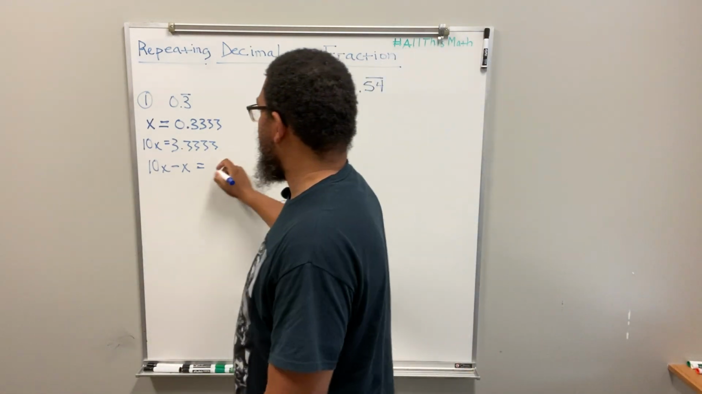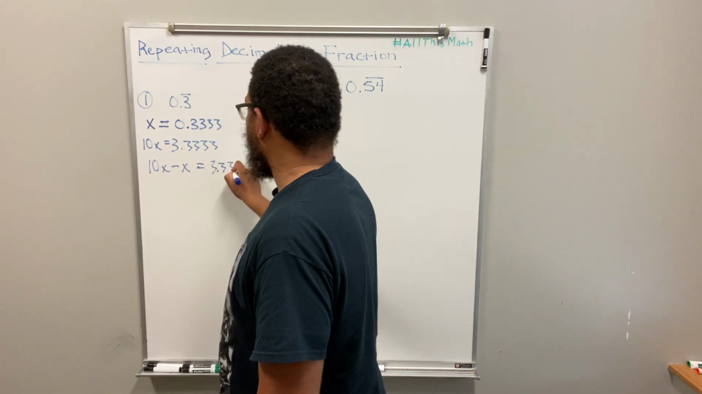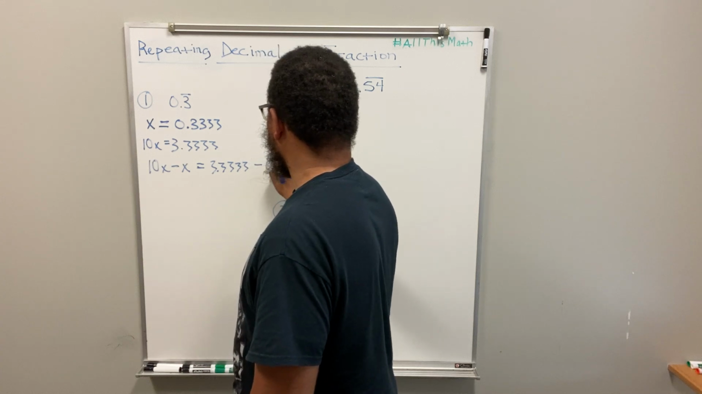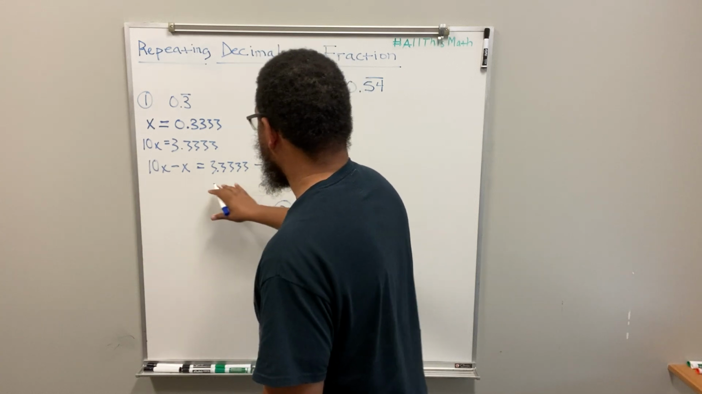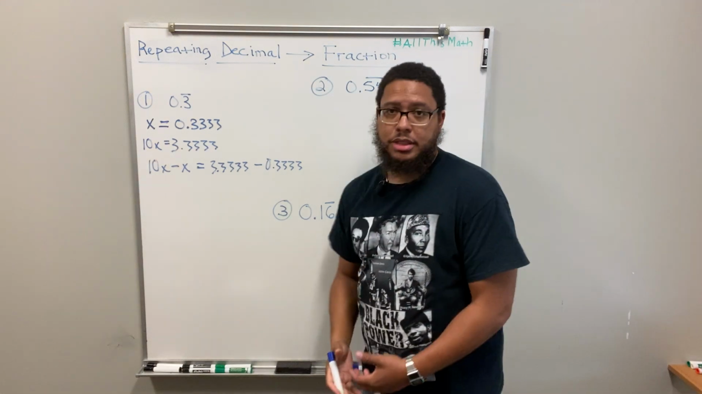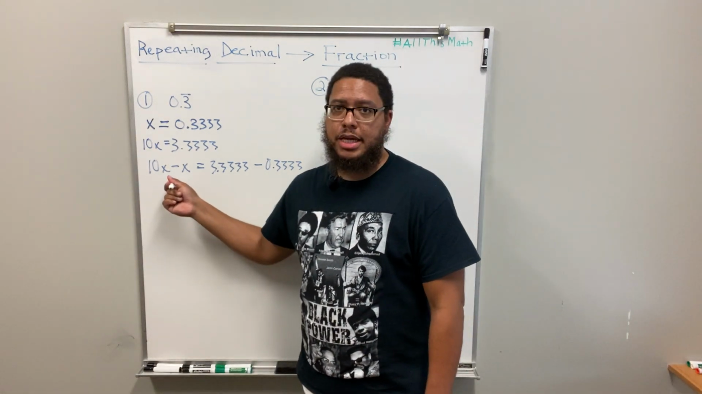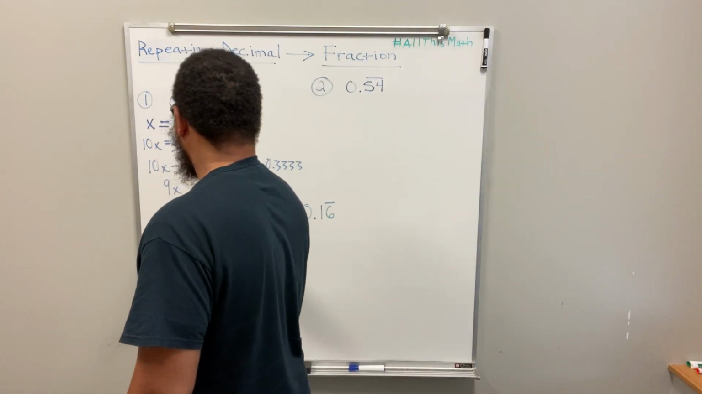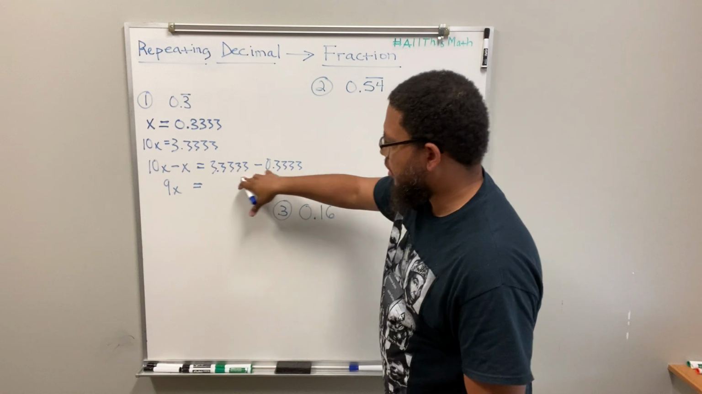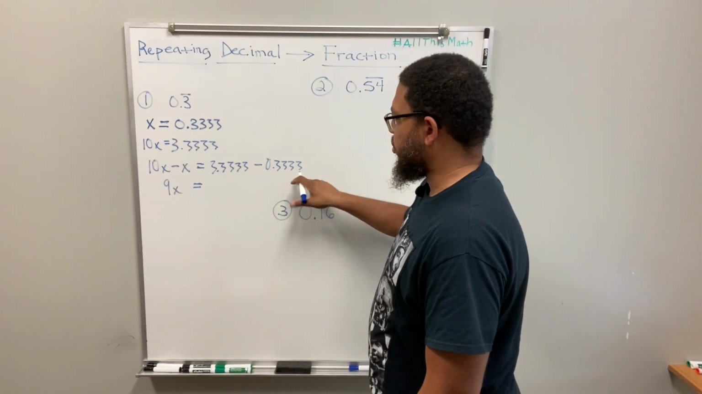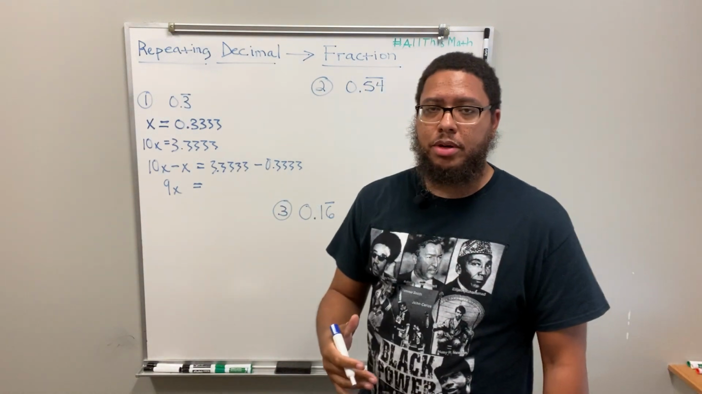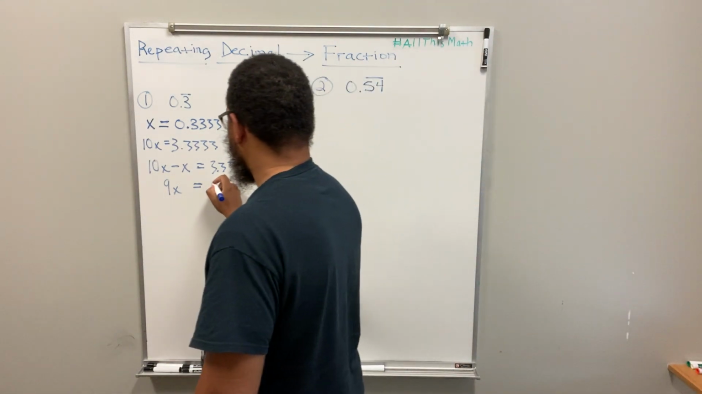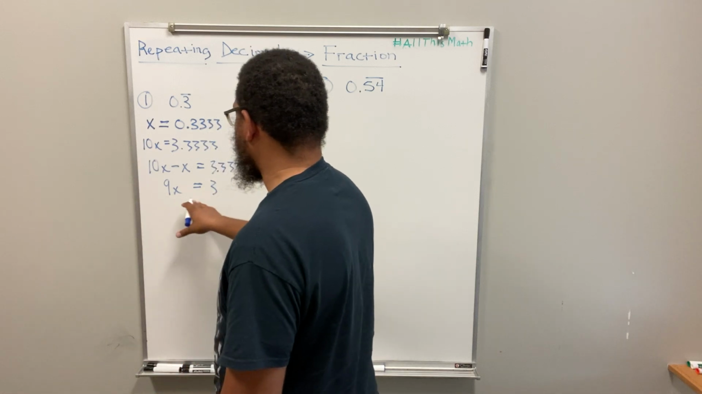Watch what happens. We got 3.3333 minus 0.3333. Now let's simplify this. What's 10x minus x? That's 9x. Then we got 3 point all these 3s, minus 0 point all these 3s. We're going to end up with a whole number. That's the key. On the right-hand side, we want to end up with a whole number. So we end up with 3. 9x equals 3.